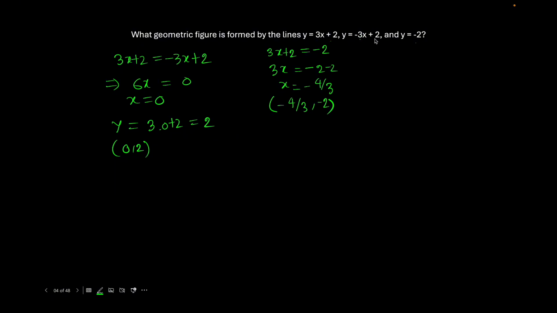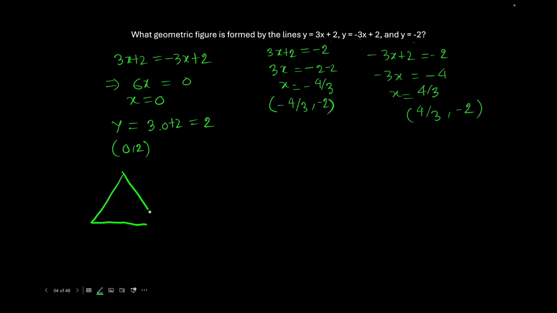And if we take this line and this line, then we get minus 3x plus 2 is equal to minus 2. So we can write minus 3x is equal to minus 4, so x equal to 4 by 3. So the coordinate will be (4 by 3, minus 2). As you can see, we got three intersection points. That means they actually intersect each other and they will produce a triangle.